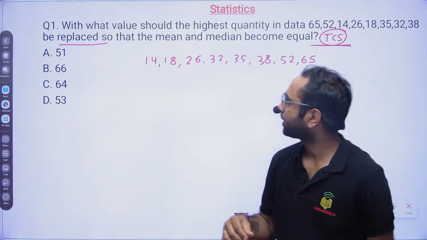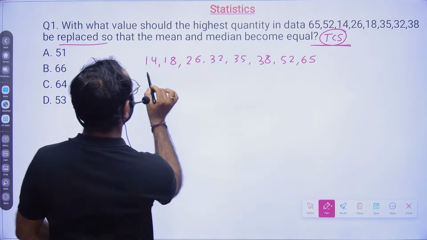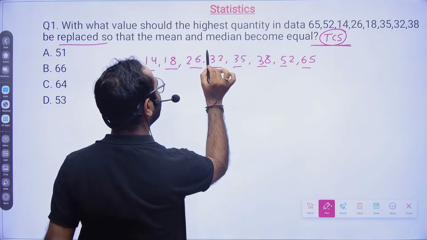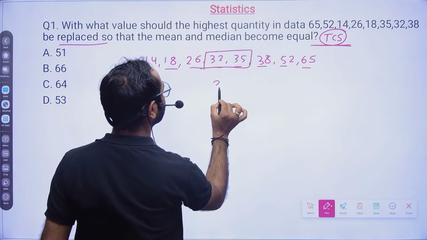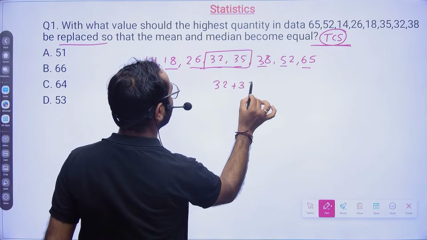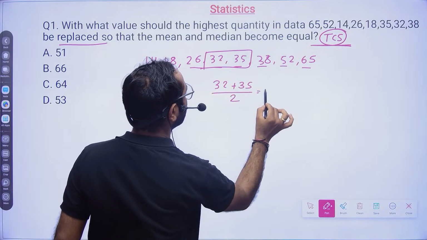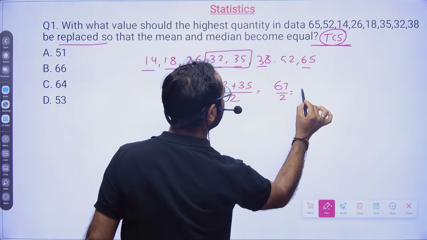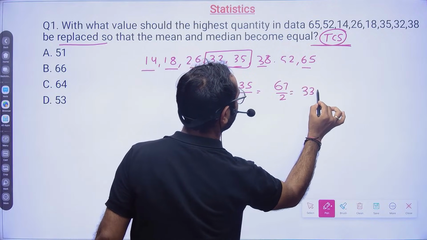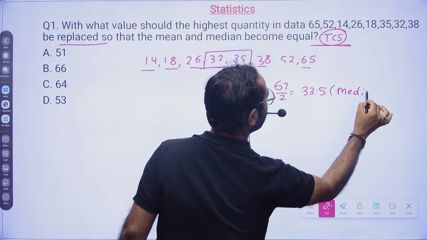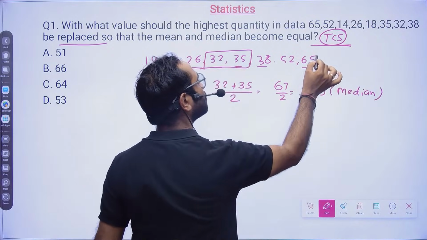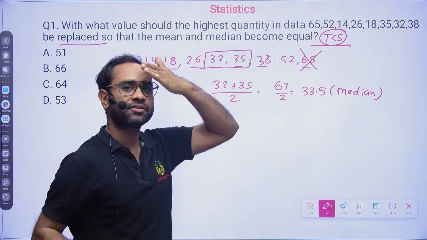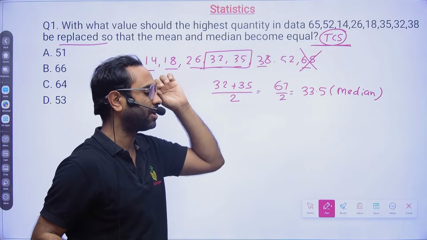Now see, here I can get the median. 1, 2, 3, 4, 5, 6, 7, 8. Total 8 values I have. That means definitely I need to pick these two: 32 plus 35 divided by 2. So it will be 67 by 2, which is nothing but 33.5. So we got the median. And median does not have to do anything with the last value, so that is the reason we have just ignored it.